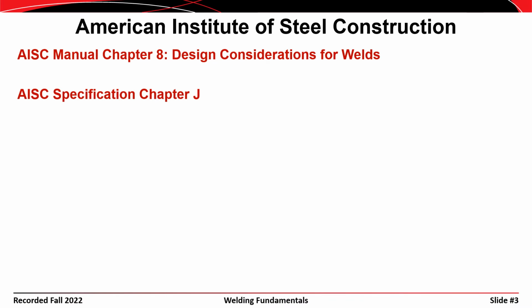When we look for guidance for welding and welded connections and joints, one of the first places you would look would be in the AISC Manual, Chapter 8, which is titled Design Considerations for Welds. There's a lot of good information there, and then you can also look at AISC Specification, Chapter J. Section J2 covers welds and welded joints specifically.